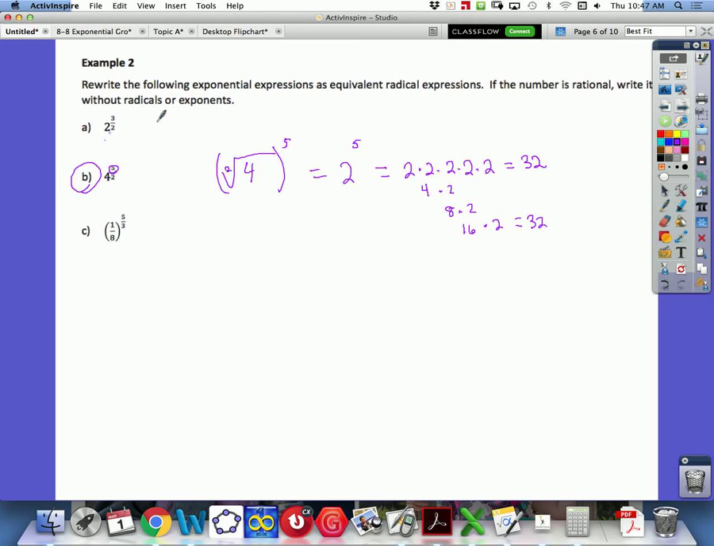So let's go back and solve. We already did 2 to the 3 over 2 earlier. That was 2 to the third.